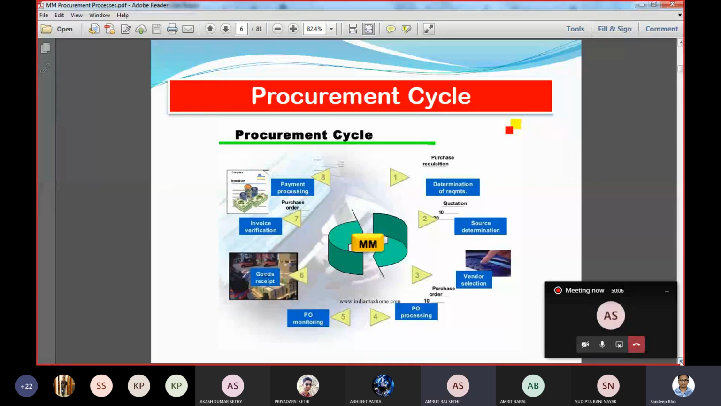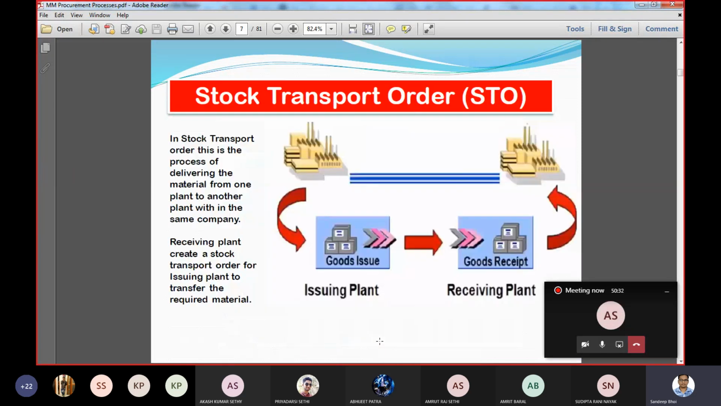Okay, so this is the eight steps thing, that is the procurement cycle we have just discussed. That is determination of requirement, source determination, vendor selection, and all of this procurement cycle. So this is how you need to understand how the whole purchasing cycle is carried out in an organization. That is the objective of this training program. You need to understand what exactly is happening in an organization.